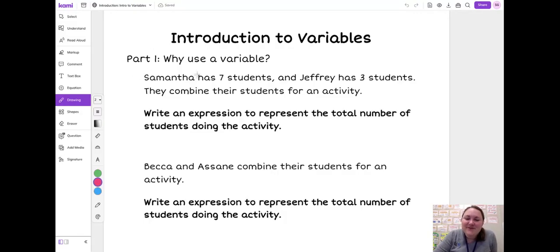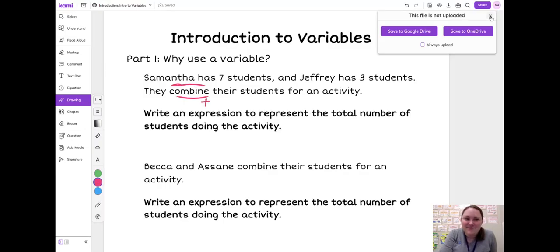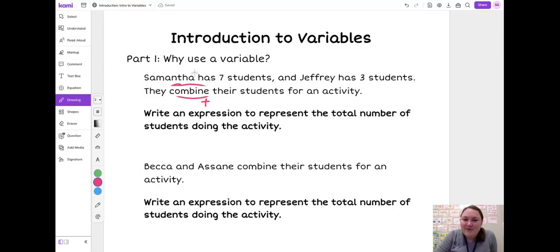So in this first story, we're told that Samantha has 7 students, Jeffrey has 3 students, and we want to combine their students. That word combine helps me know that we want to do addition. So in this problem, we would want to take Samantha's 7 students and add Jeffrey's 3 students, and this is the expression that represents the total number of students. We could also then solve this if we wanted to say that there's a total of 10 students doing the activity. But the main thing here is the expression 7 plus 3. Remember, expressions are like math problems. They might have numbers, operations like add, subtract, multiply, or divide, and so this is our expression for the first story.